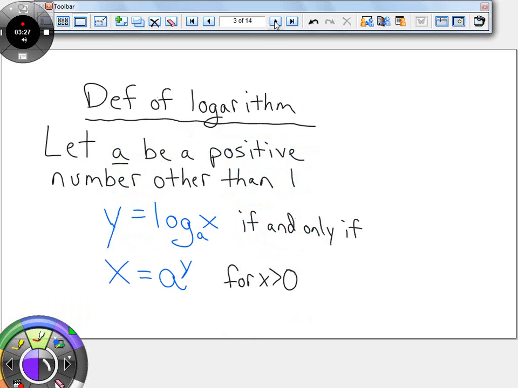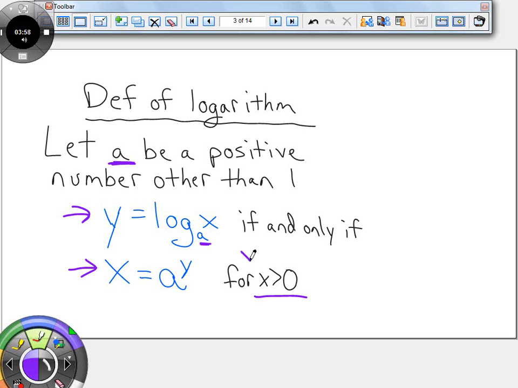All right. That's kind of the official definition of a logarithm. Let a be a positive number, so this is always a positive number other than 1. And y equals log base a of x if and only if x equals a raised to the y. So these are the same thing. Again, this is log form, this is exponential form. And by the way, x has to be greater than 0 all the time.